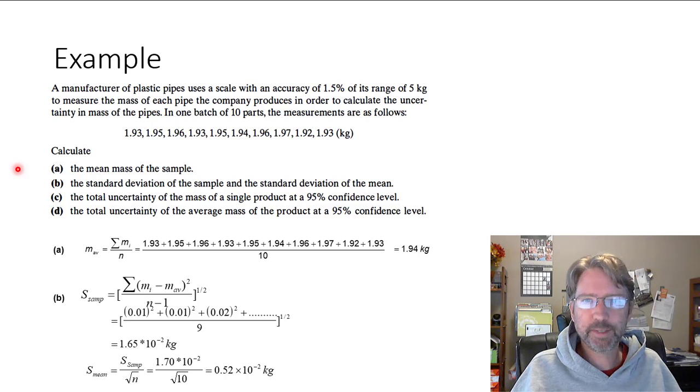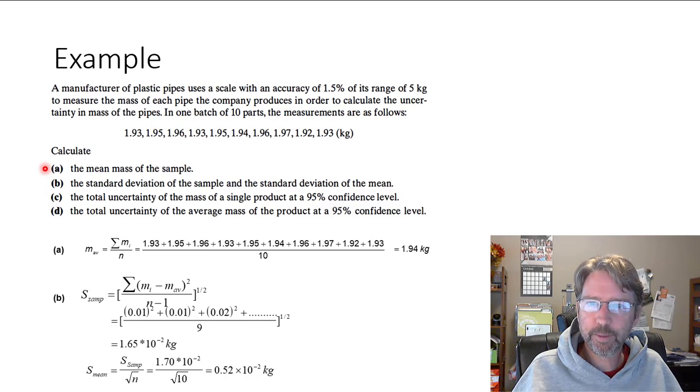So here's an example that combines everything together. So we're manufacturing plastic pipes. This is from the textbook. And we have a scale with the accuracy of 1.5% of its range of 5 kilograms. And we measure 10 parts and find their mass, and this is the listing. And so we're supposed to find the mean of the sample, the standard deviation of the sample, and the standard deviation of the mean, the total uncertainty of the mass of a single measurement with 95% confidence, and the total uncertainty of the mean with 95% confidence.